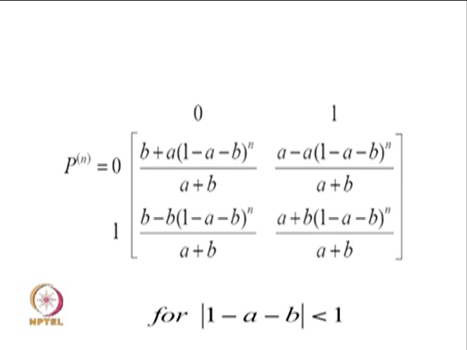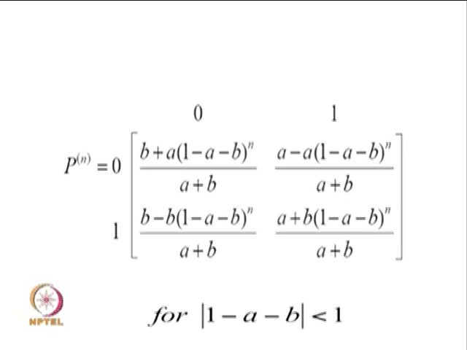Here I am just giving the n step transition probability in matrix form. Given P, you should find P square and P cube. By induction you can find P power n, and this is valid provided the absolute value of 1 minus a minus b is less than 1, because you are finding the P power n matrix.